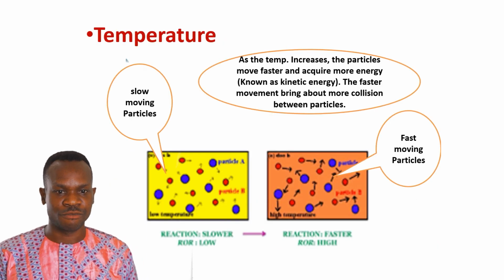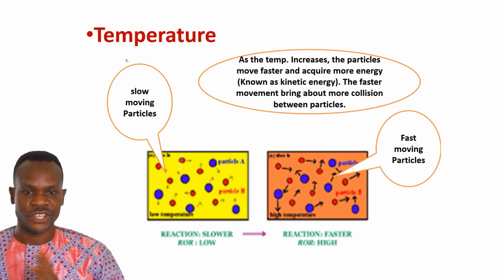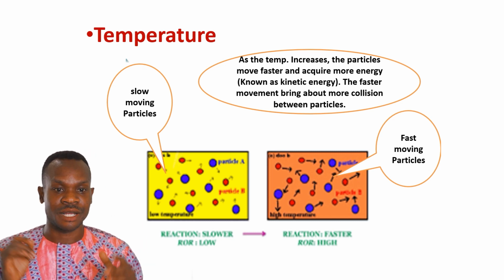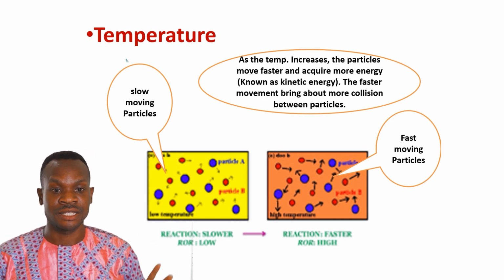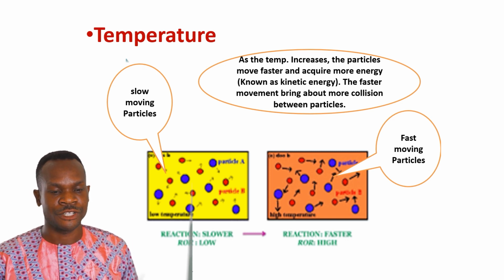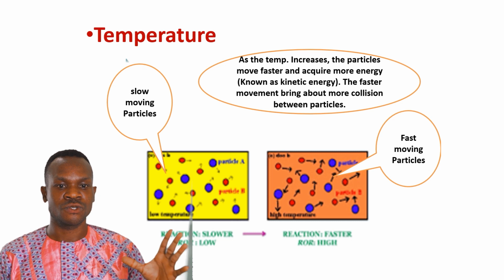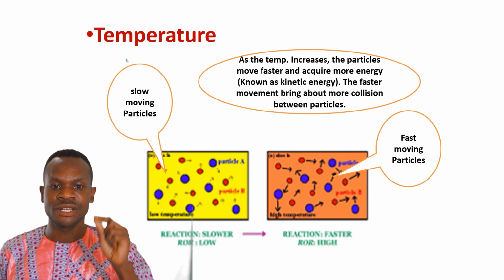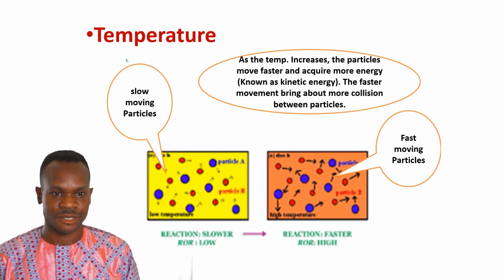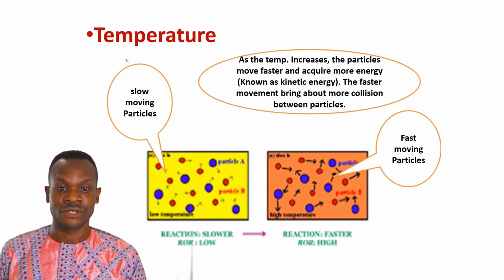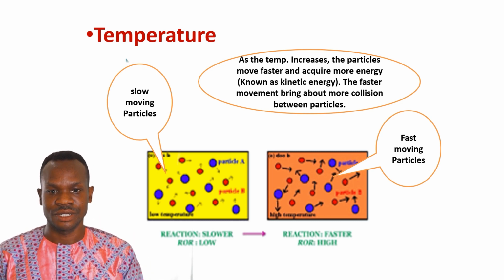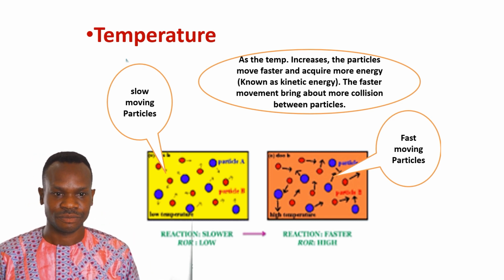The second factor is temperature. Once a substance is heated, the temperature is increased and the particles move faster, acquiring more average kinetic energy, therefore overcoming the energy barrier known as activation energy. The particles also collide more often, leading to an increase in effective collisions. Hence, the rate of reaction increases. Therefore, an increase in temperature increases the rate of reaction, and a decrease in temperature decreases the rate of reaction.